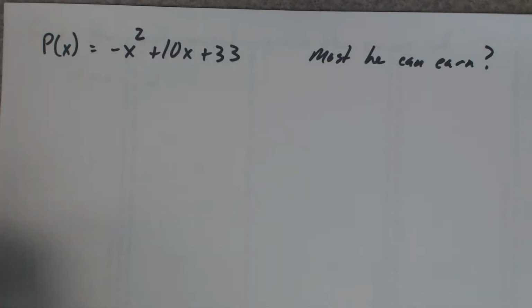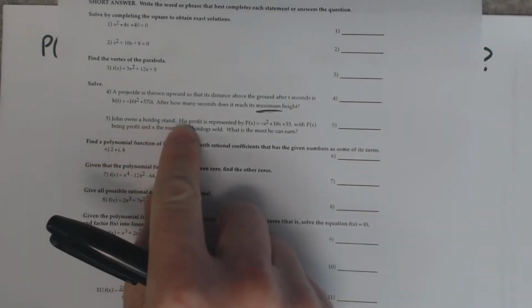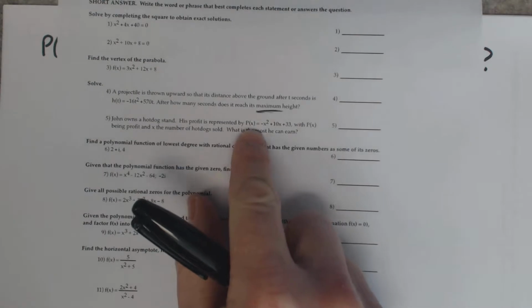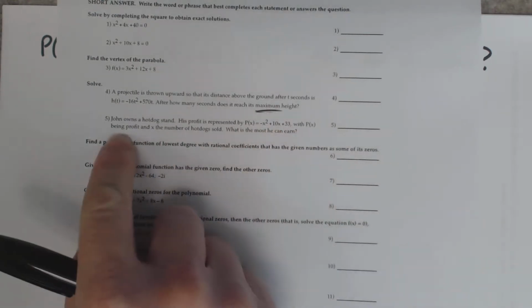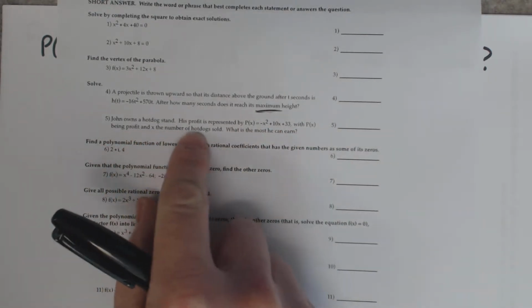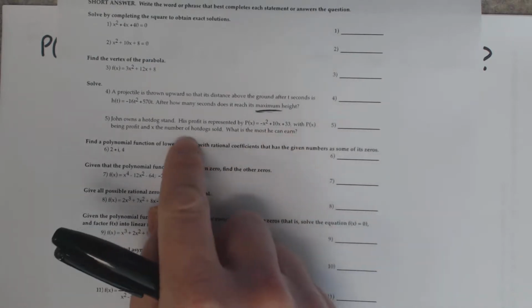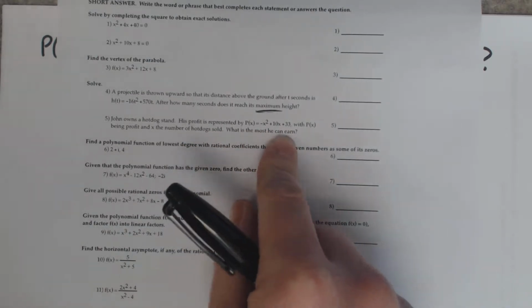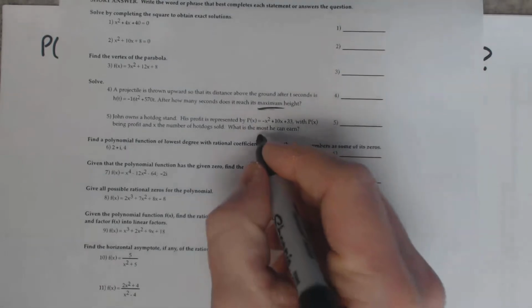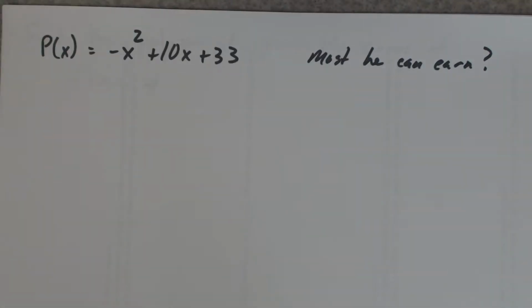John owns a hot dog stand. All right, selling some hot dogs here, and it says his profit is represented by this function, p of x being profit, x being the number of hot dogs sold. That's what x represents. What's the most he can earn? He can earn most. Vertex.